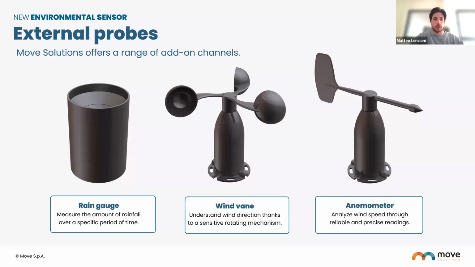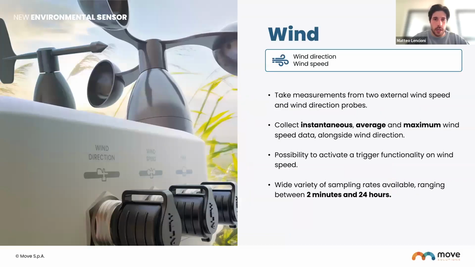As you can see, these are the external probes. We have a rain gauge, we have a wind speed sensor and a wind direction sensor. We're going to see them in details. So let's start with the first agent, wind. Again, it's 2 channels, wind direction, wind speed. We just saw them in the previous slide.